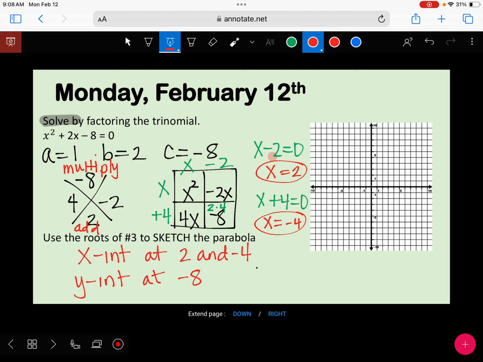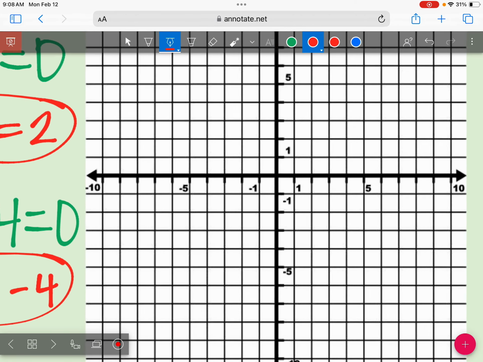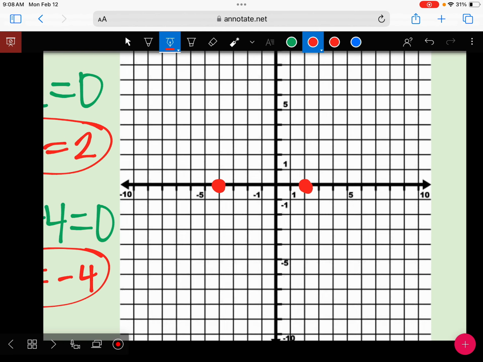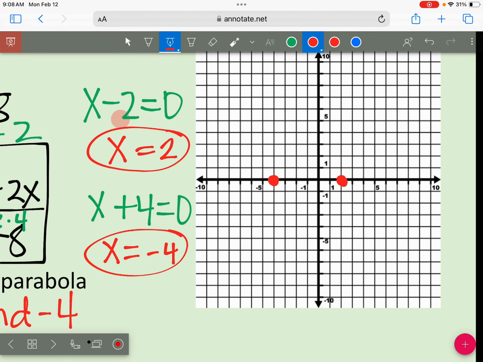So let's go ahead and plot these points. On the x-axis, I'm going to put a point at positive 2. And then I'm putting a point at negative 4. And on the y-axis, I have one at negative 8. All right.